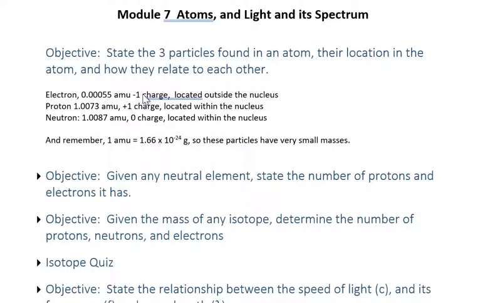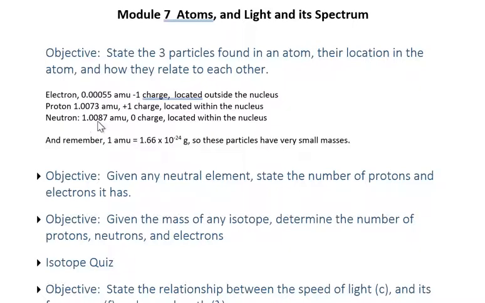If you have two electrons, they're both going to have a charge of -1, and they are going to repel each other. Just like if you have two protons, they're going to have a charge of +1, and they are going to repel each other. Lastly, the other particle found in the nucleus of an atom is a neutron.